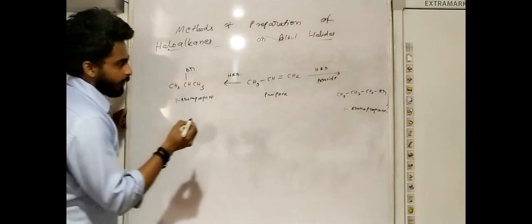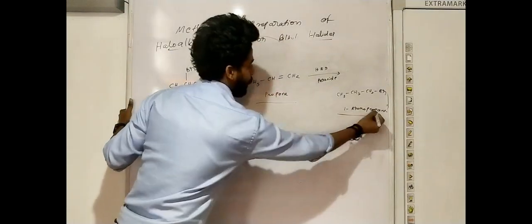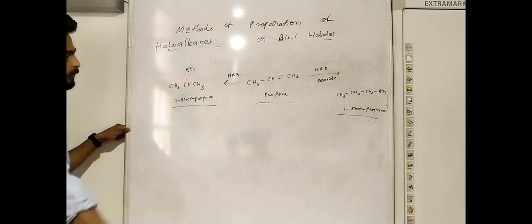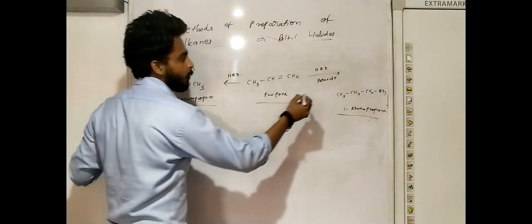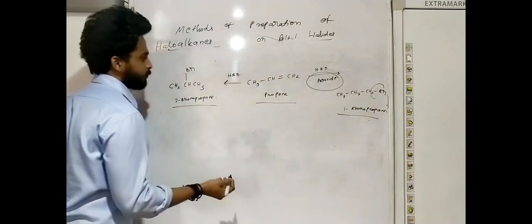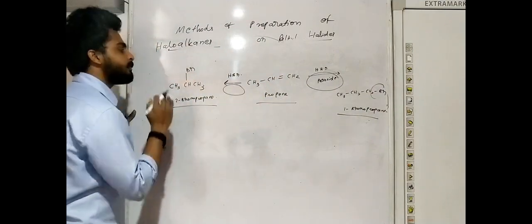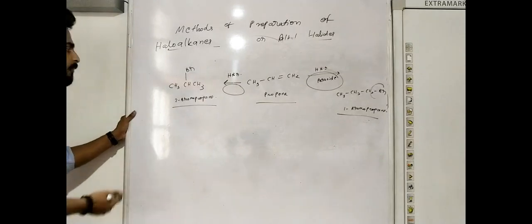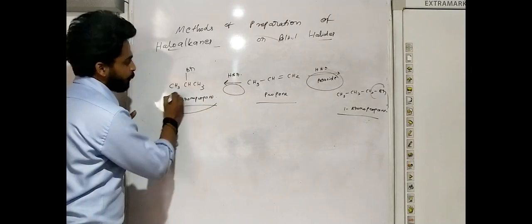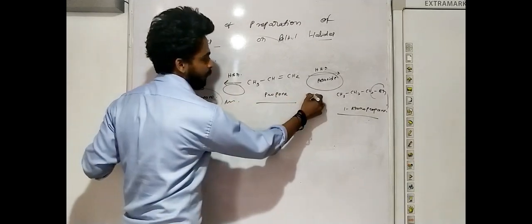So similarly, we are going to convert propene to 1-bromopropane and 2-bromopropane. If you are using a peroxide, we will get 1-bromopropane by the anti-Markovnikov rule. But if you are not using the peroxide and simply use HBr, we will get only 2-bromopropane, because here the Markovnikov rule applies, versus the anti-Markovnikov rule.